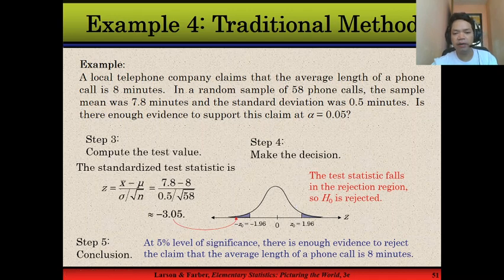So step 5 na tayo. At 5% level of significance, there is enough evidence to reject the claim. Kasi remember, ang claim mo ay nandun sa null hypothesis. Okay, nireject mo yung null.